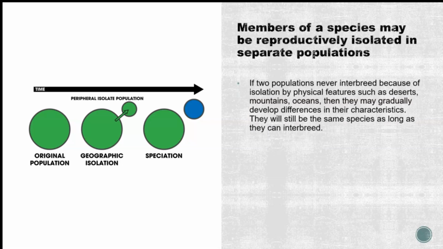If two populations never interbreed because of isolation by physical features such as deserts, mountains, or oceans, then they may gradually develop differences in their characteristics. They will still be the same species as long as they can interbreed. Over time, that may stop and they may not be able to interbreed because they may actually change some characteristics.